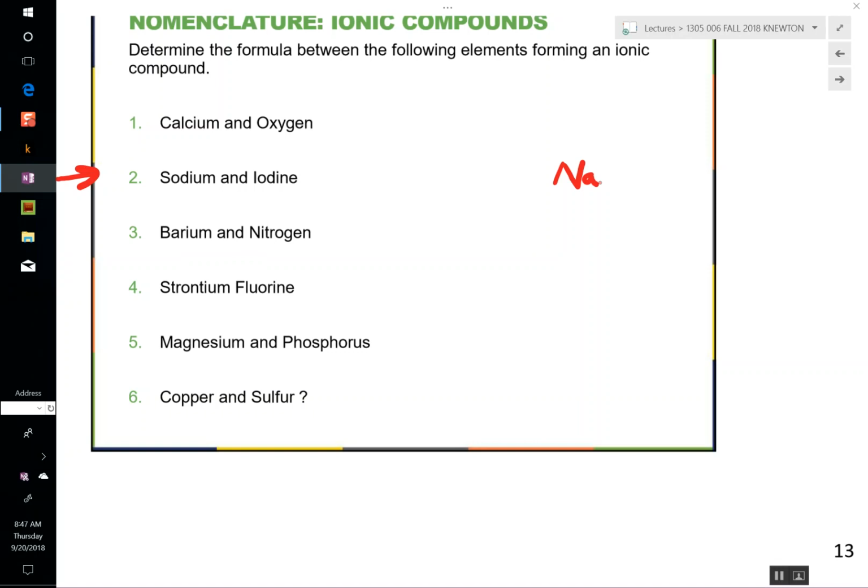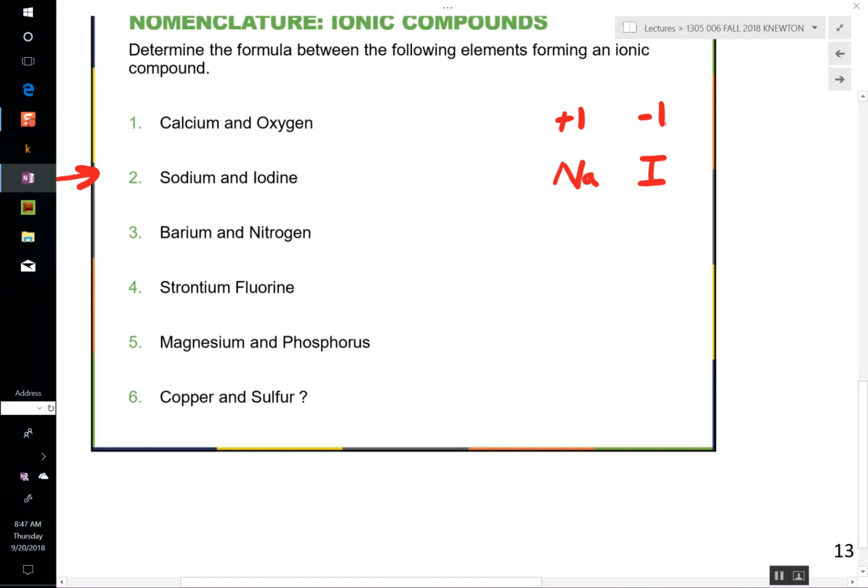Electronegativity helps us determine, so that I can see where you're coming from, we just came off the electronegativities. That helps you decide whether it's ionic or covalent. But in determining the formula, don't use electronegativities, use the charge that it forms when it becomes an ion. So it becomes a plus 1. Iodine becomes a negative 1.